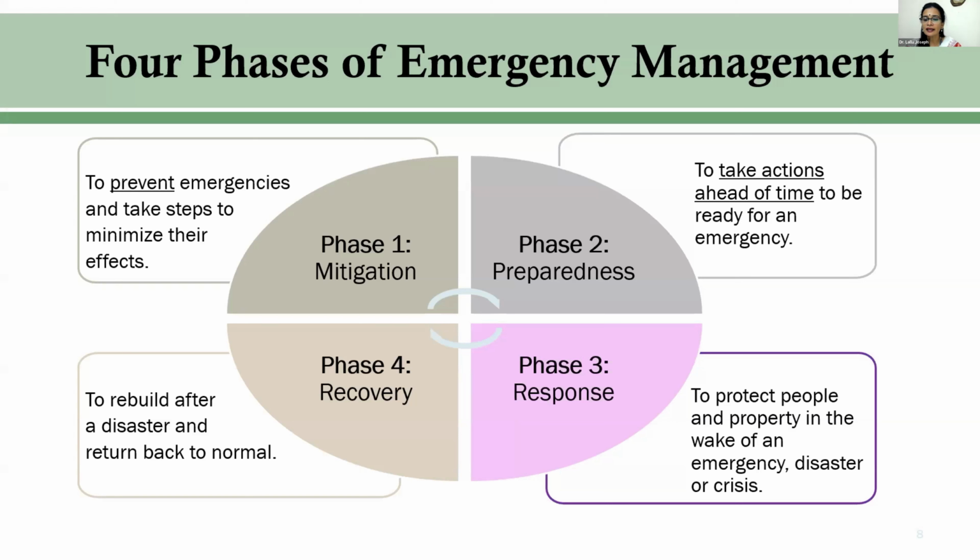The third phase is the response. What do we do when such things happen to protect the people, the property in the wake of an emergency, a disaster, or a crisis? And the fourth phase, now the disaster has happened, emergency has happened. Are we functioning within our limited capability? And after the disaster is over, after the floods come to a close, how are we going to rebuild? How are we going to recover and return back to normal phase? So these are the 4 phases that we call as the 4 pillars of emergency management.